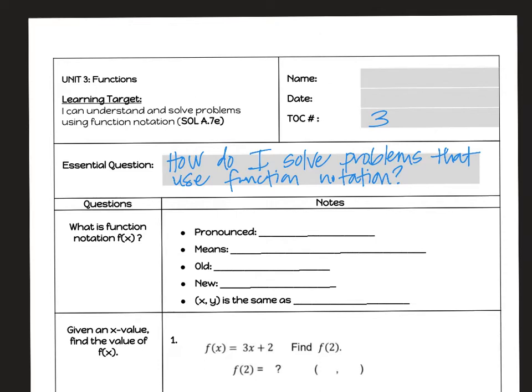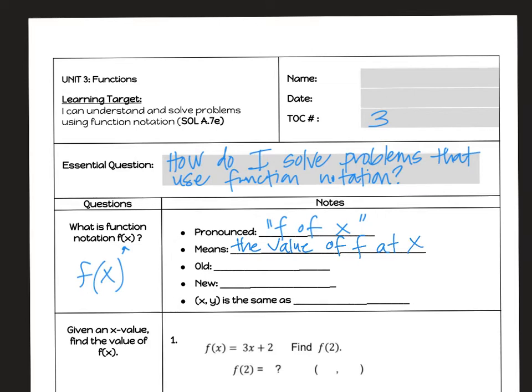All right, so function notation looks like this. I might write it a little bit bigger so that you can see it. It is pronounced f of x, not f times x, even though it looks like that because of the parentheses. It means the value of f, which represents function, the value of the function at x.